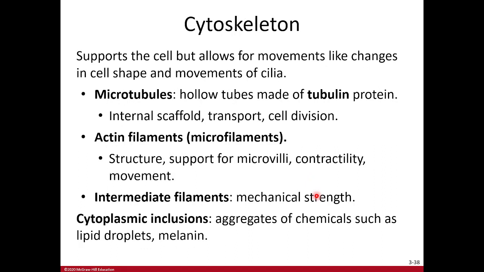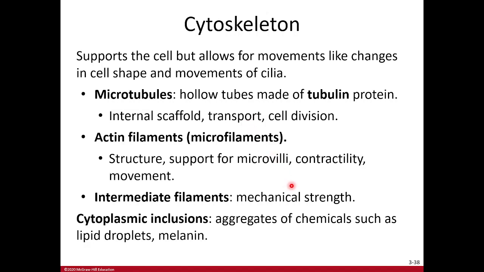Now, the cytoskeleton in the cytosol is made of different proteins. So we have tubulin protein that makes hollow tubes that we call microtubules that are going to be important to transport molecules, to form an internal scaffold, and also allows the separation of chromosomes during cell division.